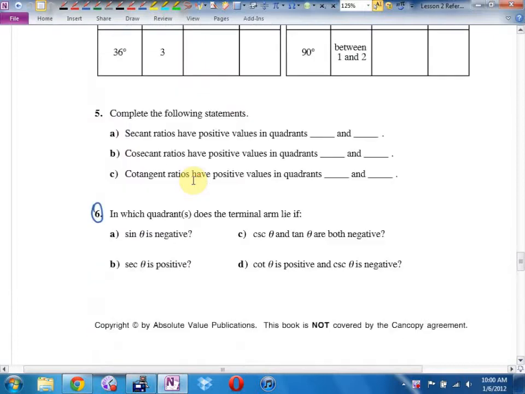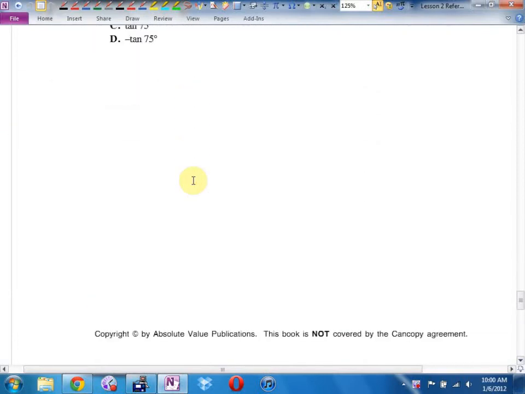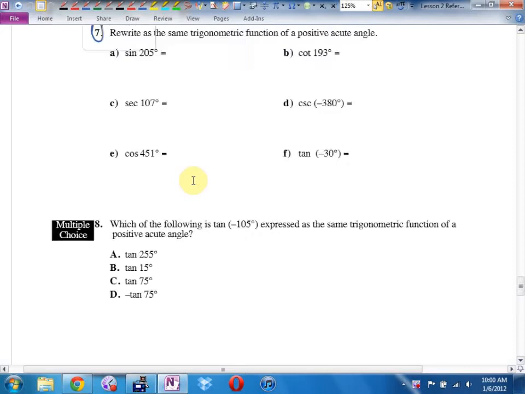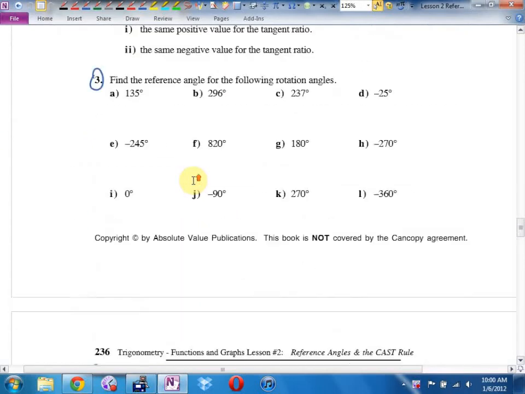Any of these? I heard G and H. 3G and H? Love to. 3G, 180 degrees. Right there? What's the reference angle do you think? Zero. Yep. H, negative 270 degrees. Right there?